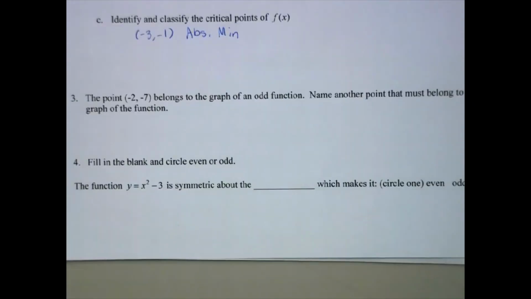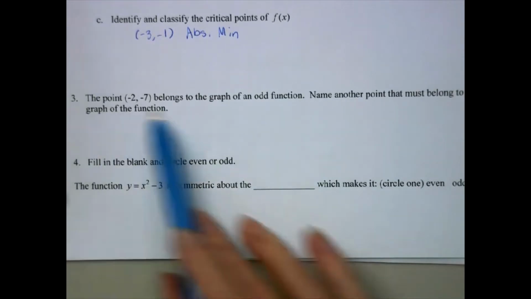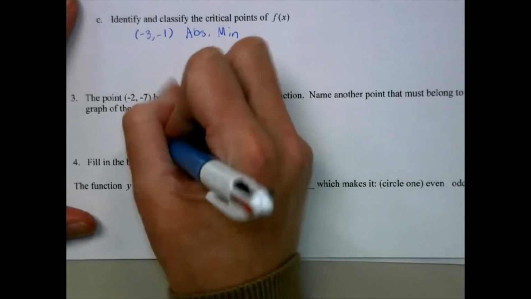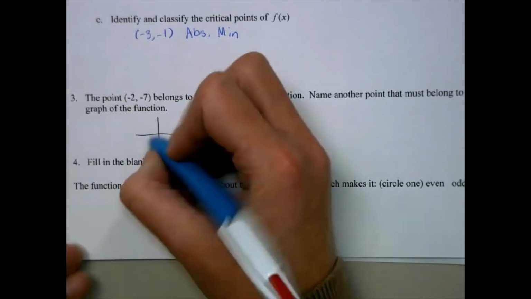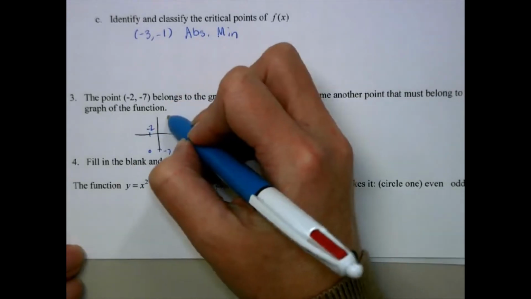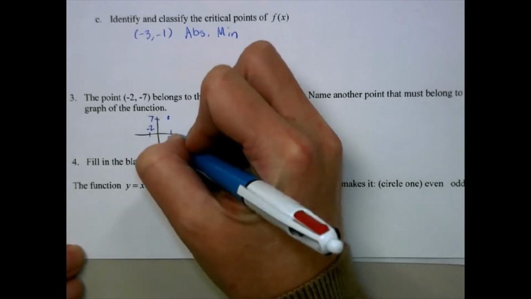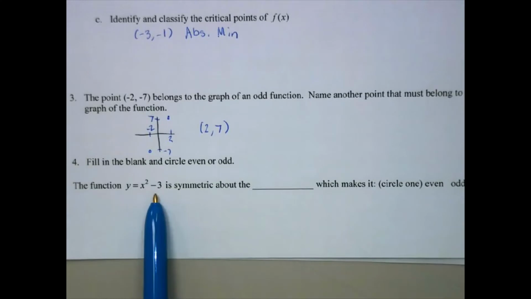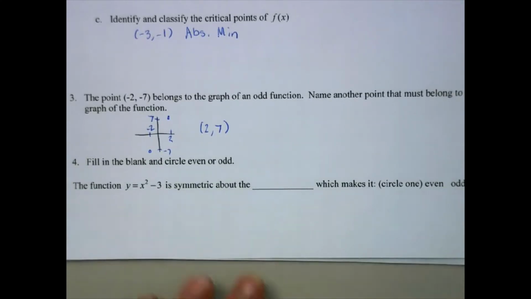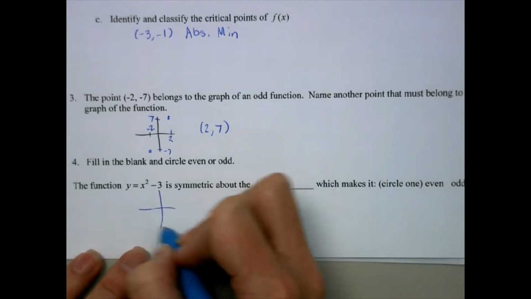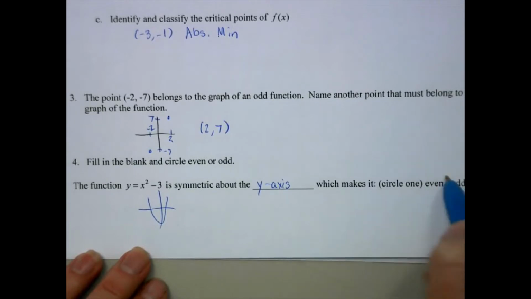So looking at our problems here, the point negative 2, negative 7 is on an odd function. Name another point that must be on the graph. Well, if we have negative 2, negative 7, then across the origin, we're going to have one at 7 in the y and 2 in the x, so 2, 7. The function x to the 4th minus 3 is symmetric about the y-axis, right? Because if we were to graph this, it would just be moved down 3, which means it is an even function.